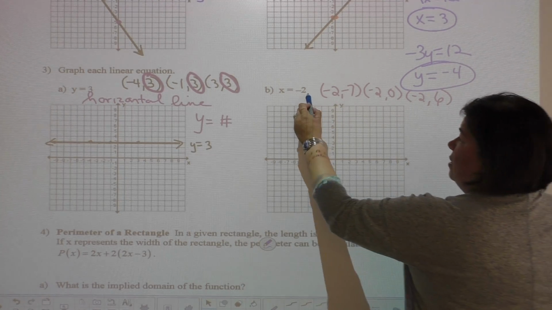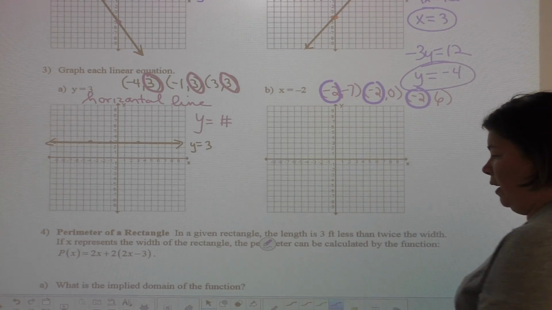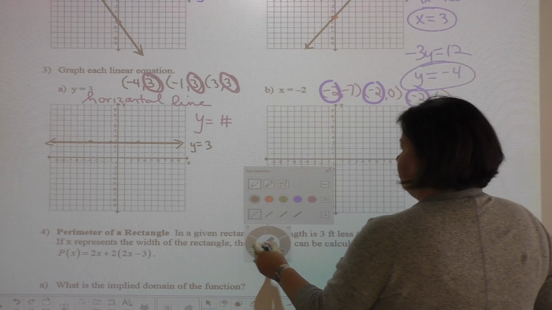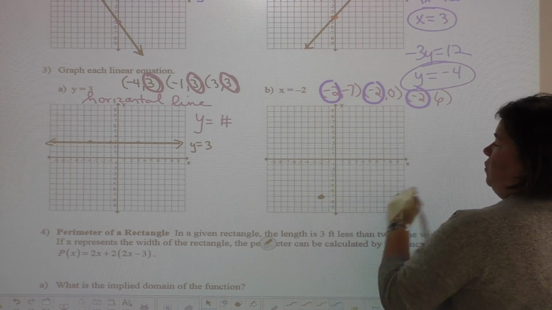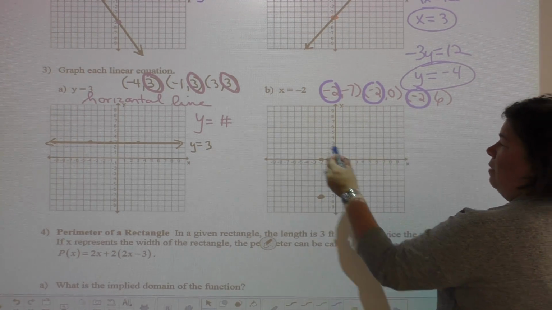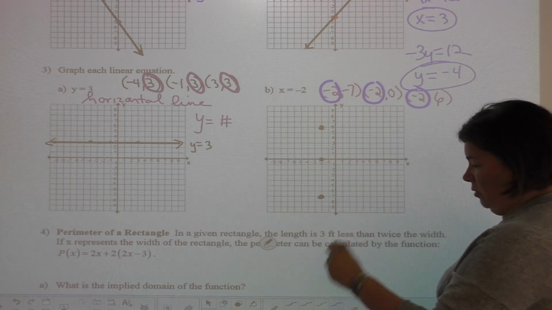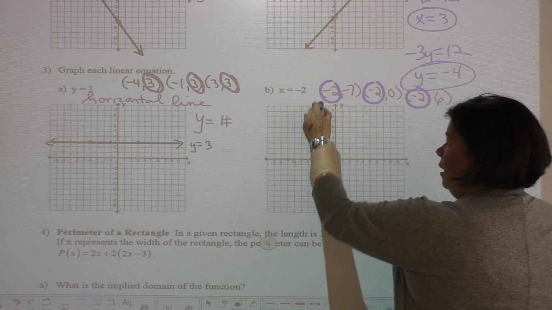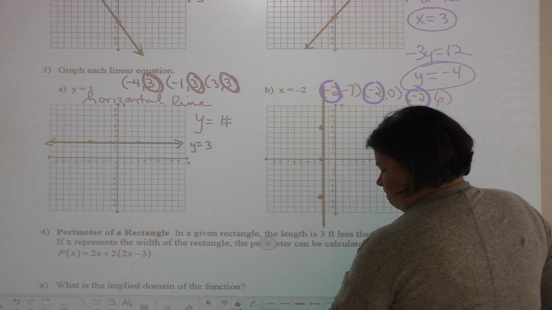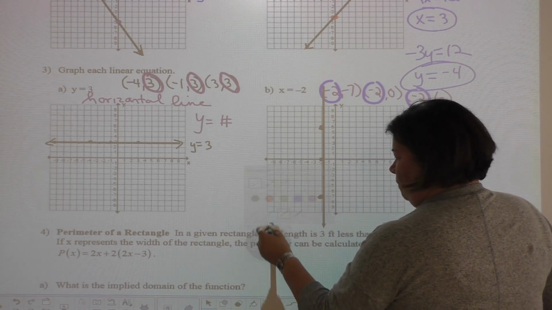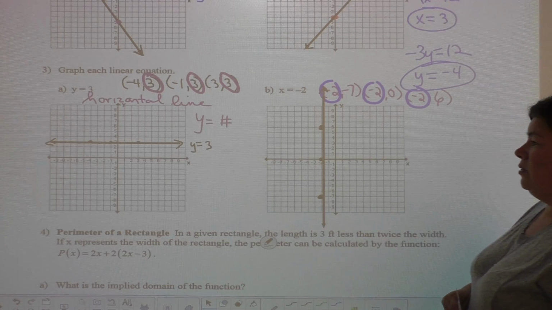But again, since our x value is -2, we want to make sure we're consistent. So if we go ahead and plot those points, (-2, -7), (-2, 0), (-2, 6). There we go. We're done? Almost. We have to draw our line, okay? Going through all of those points. So, making sure that you put arrowheads in both directions. That's what our line's going to look like.